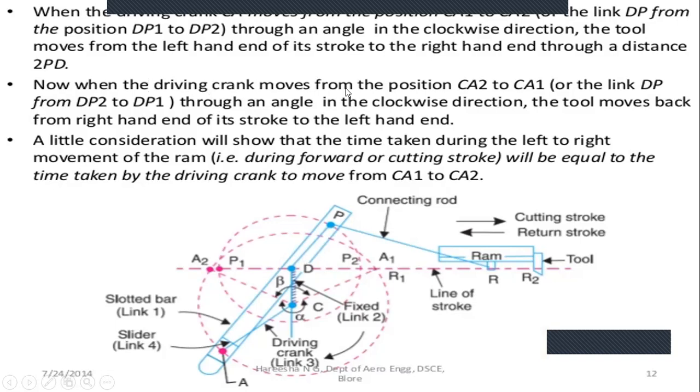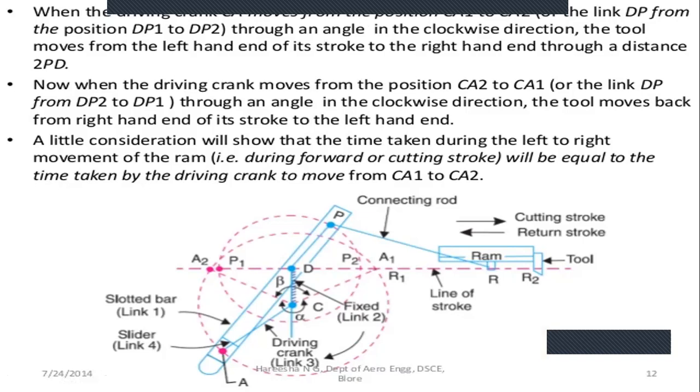Now, when the driving crank moves from the position CA to CA1, that is the position of the larger crank, CA1 and CA2, through an angle in the clockwise direction, the tool moves from the right hand to the left hand direction. That is the end of its stroke.